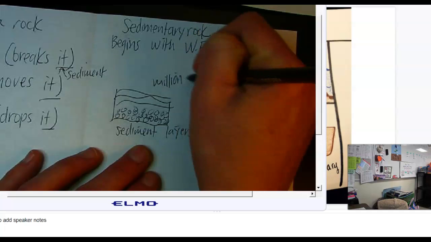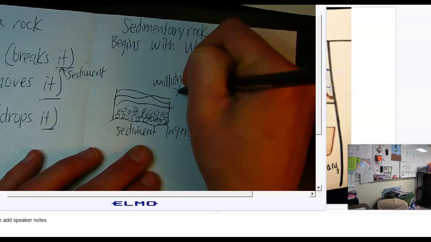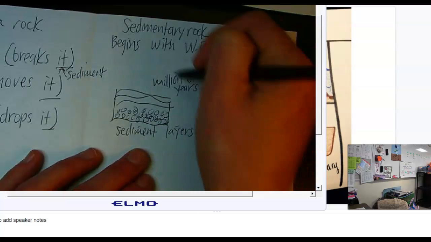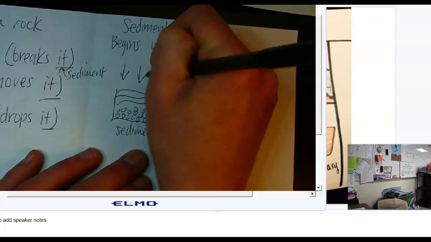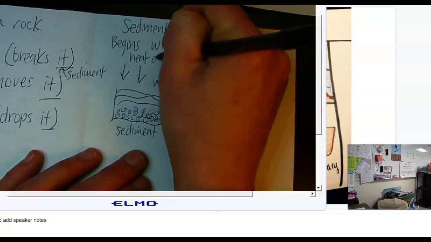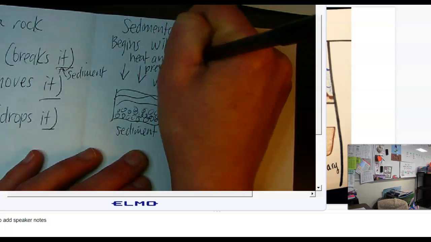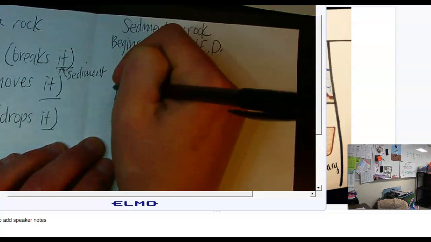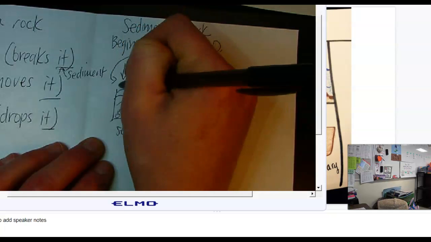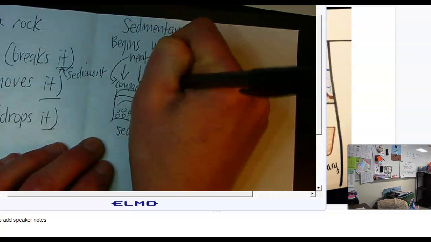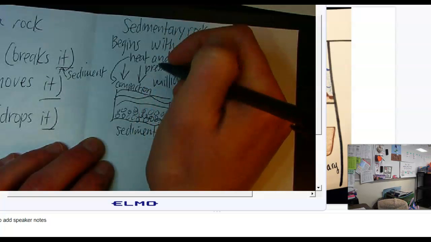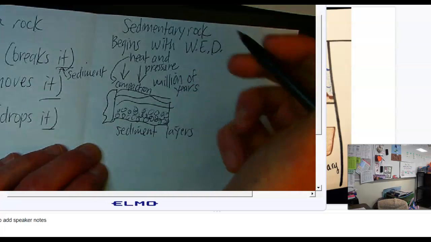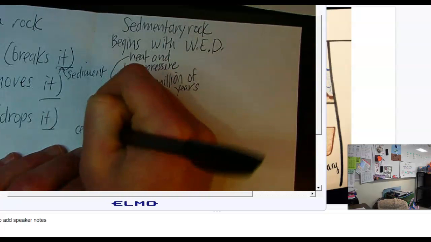So this does not happen quickly. This is why this is non-renewable. It takes a long time for this to happen. And then what's happening is the heat and pressure come down on it. So you have heat and pressure, which forms compaction. And then it'll cement together. So they'll stay together, and that's sedimentation.